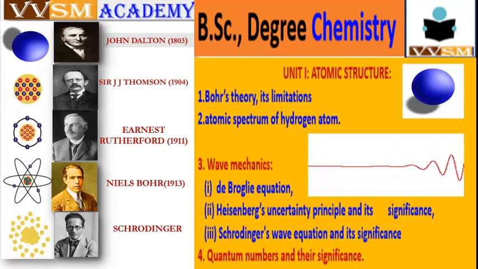Well friends, John Dalton in 1803 tells about the existence of an atom, and its postulates are very famous. Sir J. J. Thomson in 1904 and Ernest Rutherford in 1911, and in 1913 Niels Bohr gave his own contribution to the study of atomic structure, wave mechanics. These are very important studies for the competitive examinations. Wave mechanics, wave functions. This is how the de Broglie equation, etc., we come across.